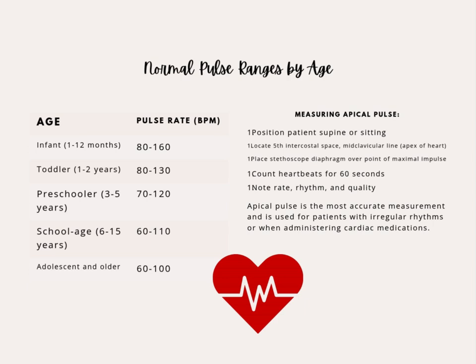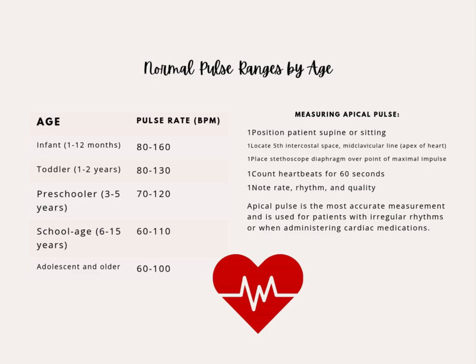For an apical pulse, this is measured with a stethoscope. So this is auscultated, meaning you're listening to the heartbeats. This is, of course, frequently done on children and infants and anyone who has an irregular rhythm. So you would place the stethoscope at the apex of the heart, which is the bottom part of the heart, at the fifth intercostal space, mid-clavicular line, and then you would count that for a full 60 seconds.